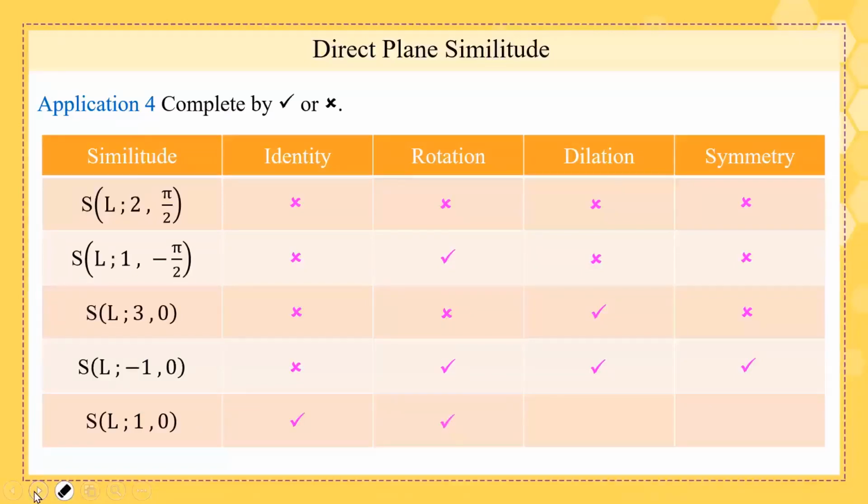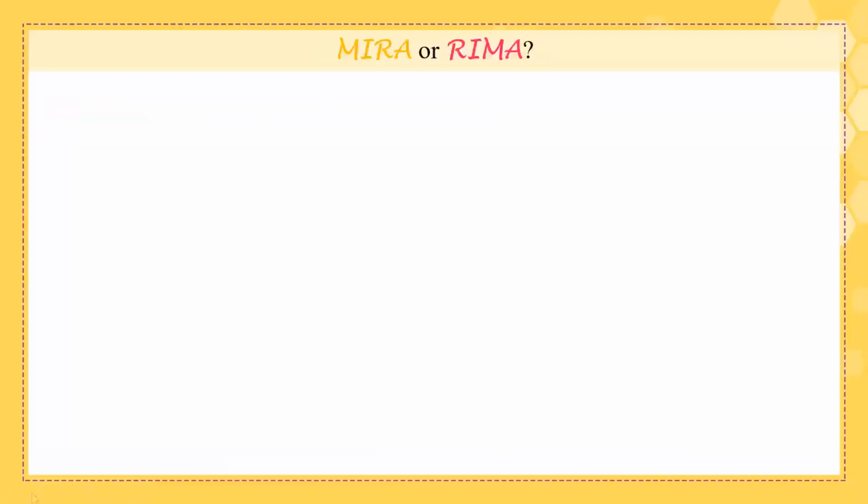The last one, it is identity because the ratio is 1 and the angle is 0. Also it is the rotation. Also, it is a dilation, but it is not symmetry. Now let us see here what Mira and Rima said.